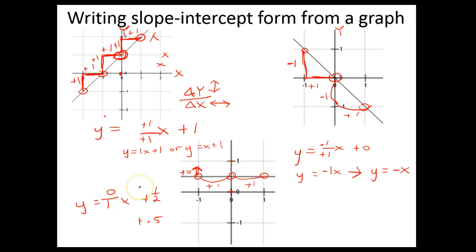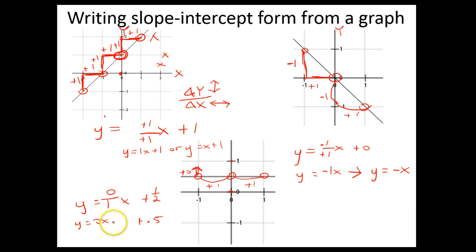0 over 1x. You put that in your calculator, 0 divided by 1, it's just 0. So y equals 0x plus 0.5. Well, anything times 0 is 0. So again, if you have a multiple choice, there's not going to be an answer that says 0x, most likely.